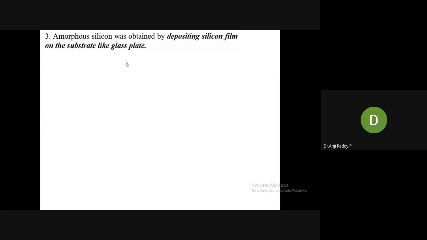But here we are not giving time to separate the silicon atoms. Once we are depositing the silicon film on the glass plate, we are cooling rapidly, within a fraction of seconds. Then we are not giving time for those atoms to separate into a regular periodic arrangement. That's why we are getting the amorphous silicon.